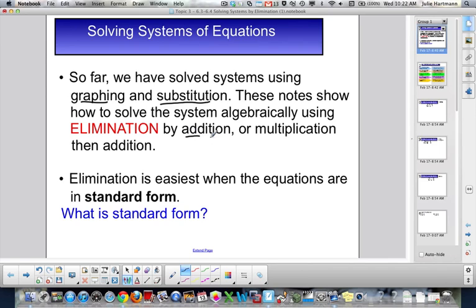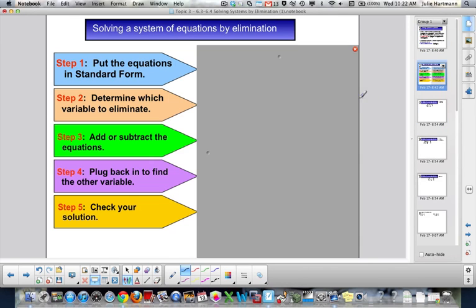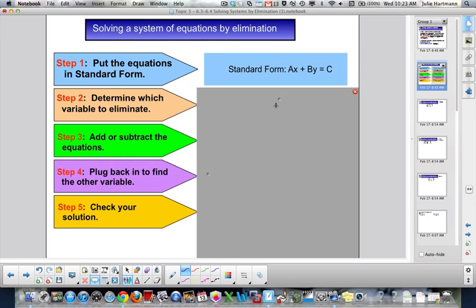Sometimes it's easier for us to just add, sometimes we have to multiply first before we add. Elimination is easiest when the equations are in standard form. What is standard form? Yes, ax plus by equals c. When they are in standard form, elimination is easiest. When we solve by elimination, first you want to put the equations in standard form, that's your ax plus by equals c.